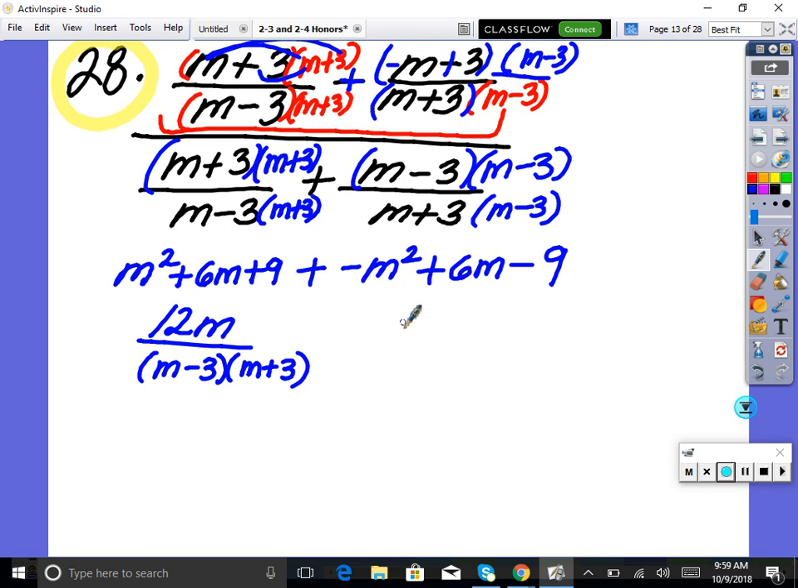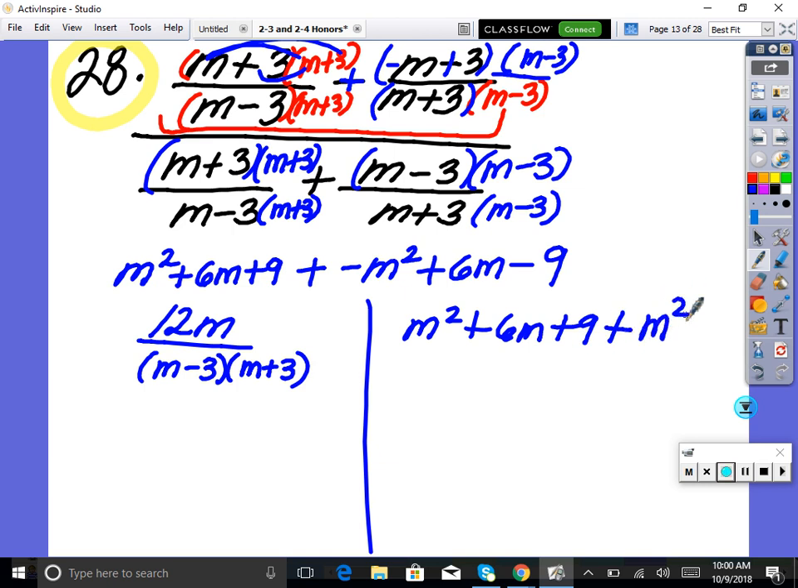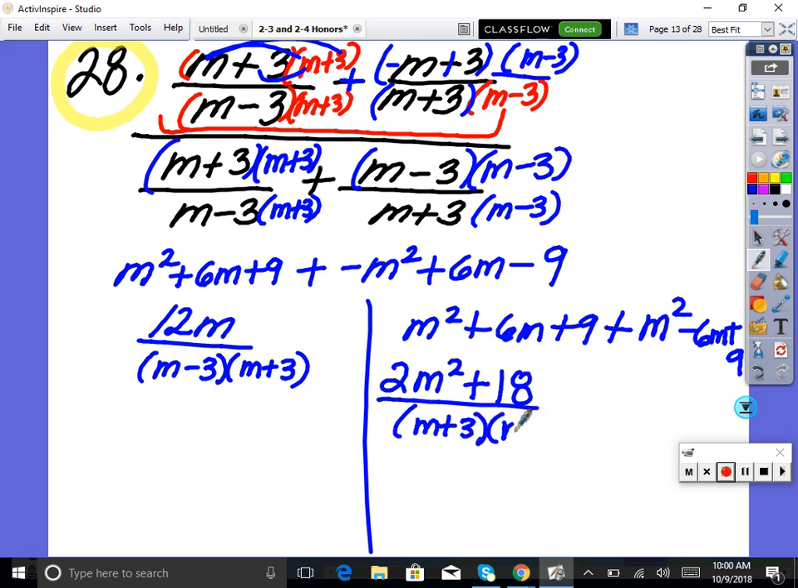So then when distributing this out, I'm going to keep my work separated. We have an m squared plus 6m plus 9. Then we have a plus sign. Then we have an m squared. Then we have a minus 6m plus 9. Don't we? So combine like terms. That's 2m squareds. My 6m's are gone. And then plus 18. This is where it was. And then that's all over m plus 3, m minus 3.